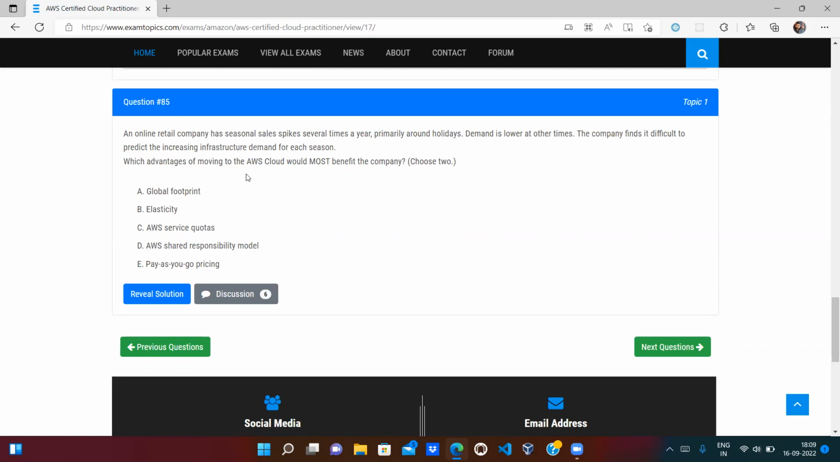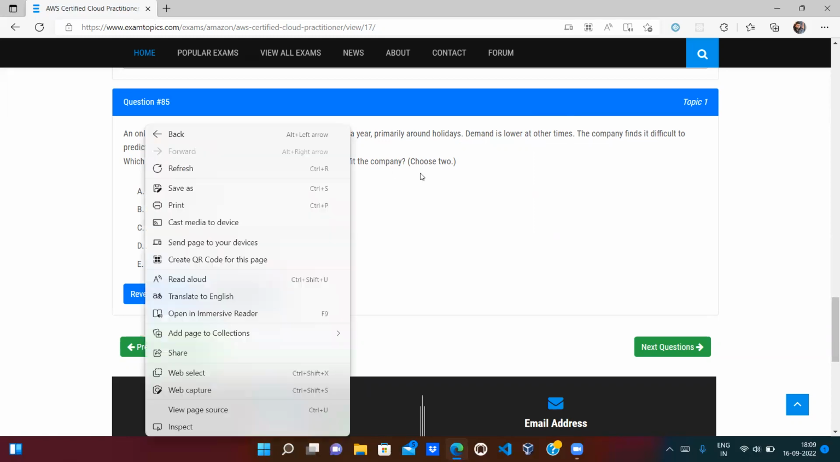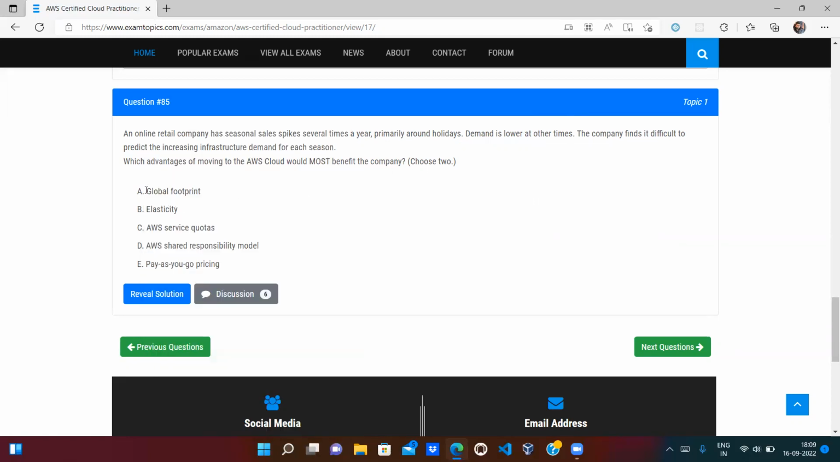Can they randomly predict the amount? No, they can't. Even if they randomly predict the amount, it is of no use because across the whole year demand is very low, and only for a few days there is a spike, right? So we need to choose two options. Which advantage of moving to the AWS cloud?